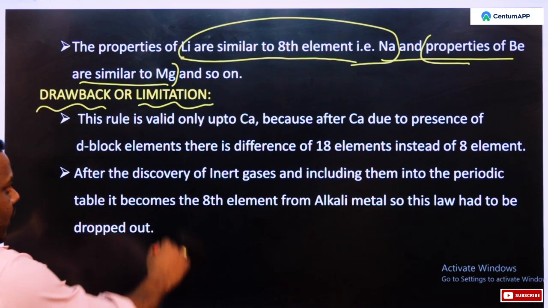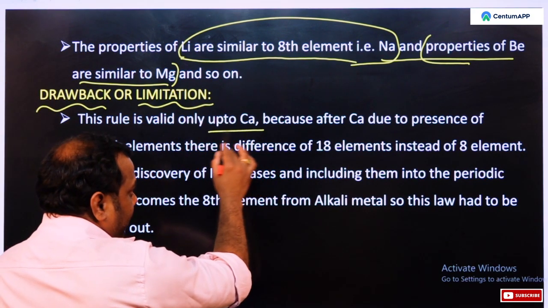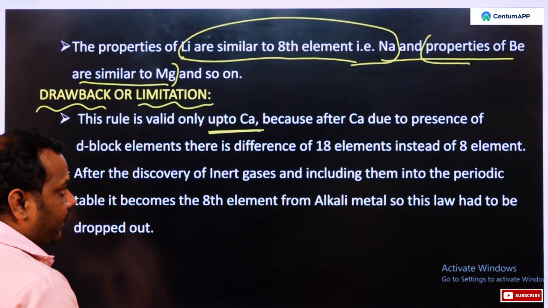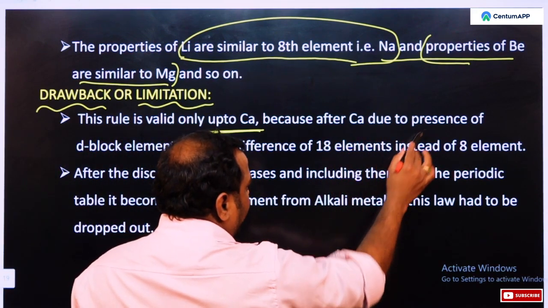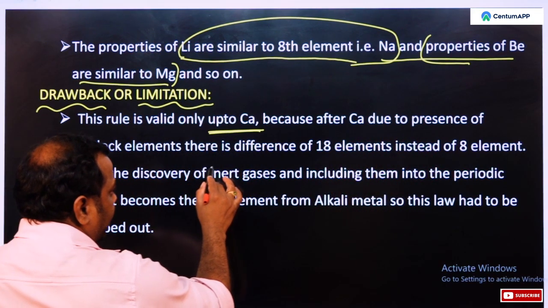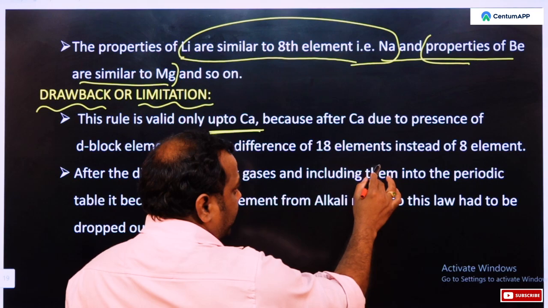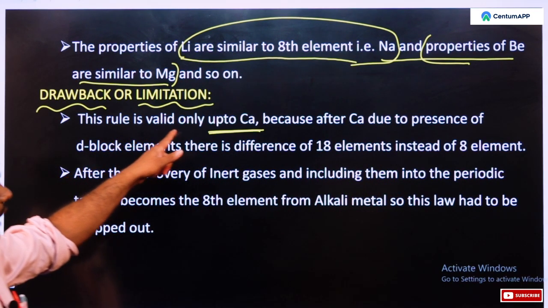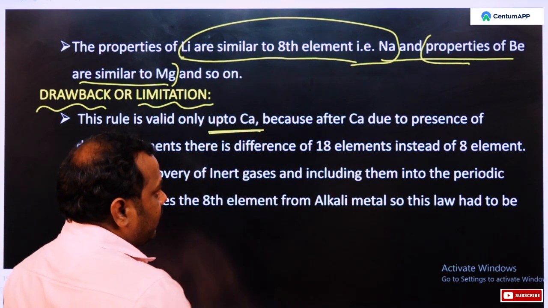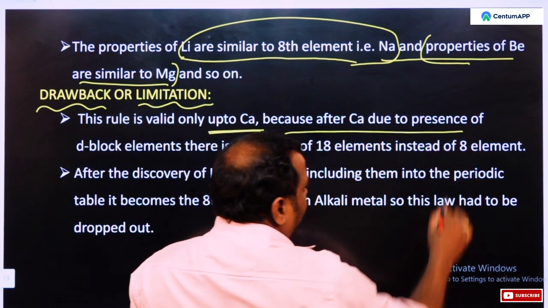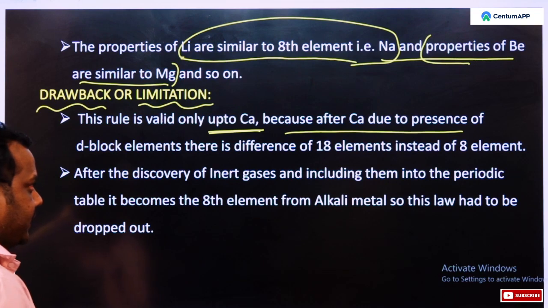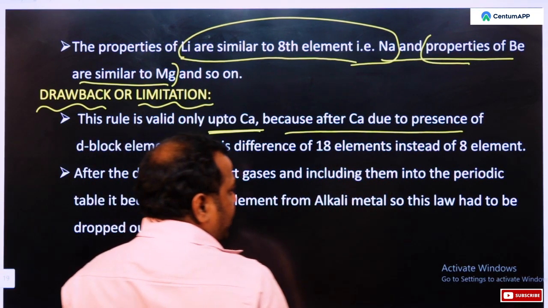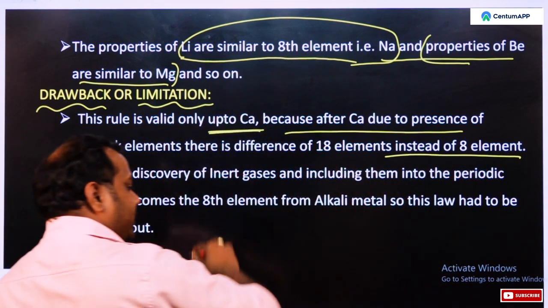Now the next one is the drawbacks or limitations of Newland's octave. Observe, this rule is valid only up to calcium. Already I told you, this rule is applicable up to calcium, because after calcium, due to the presence of d block elements, there is a difference of 18 elements instead of 8 elements.